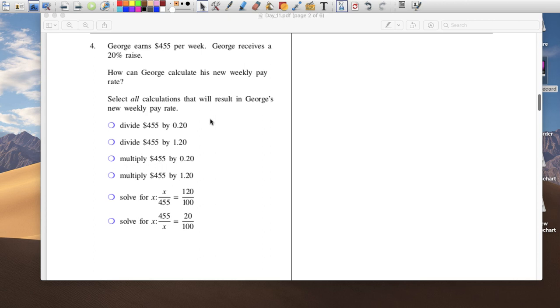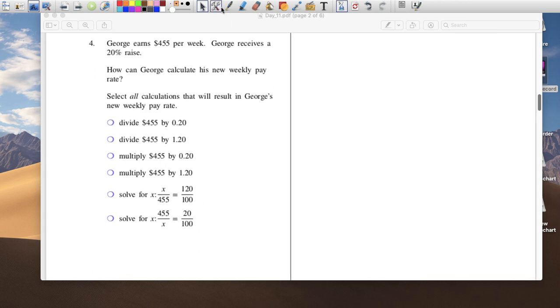Question 4. George earns $455. He receives a 20% raise. How can George calculate his new pay? Select all calculations that result in George's new weekly pay rate. Why does this look familiar?